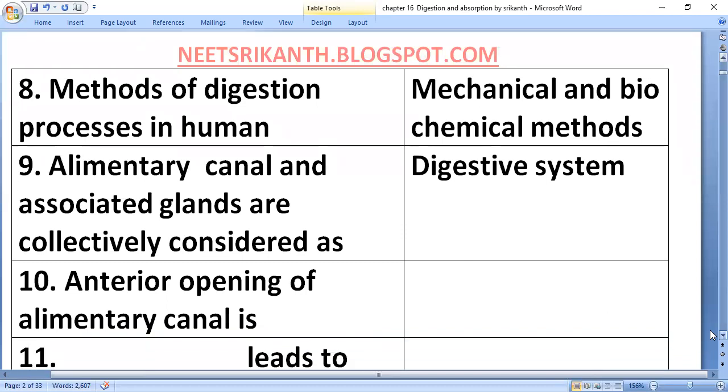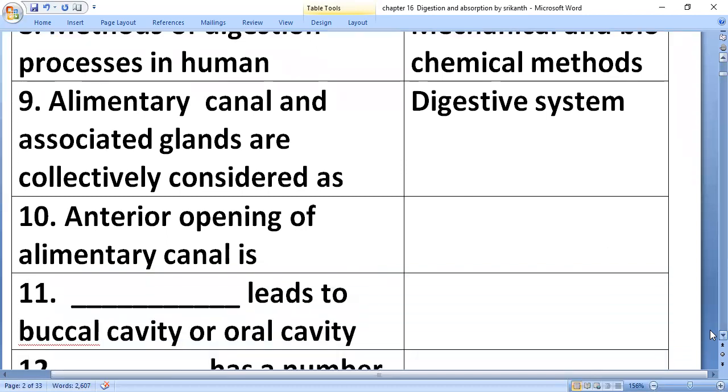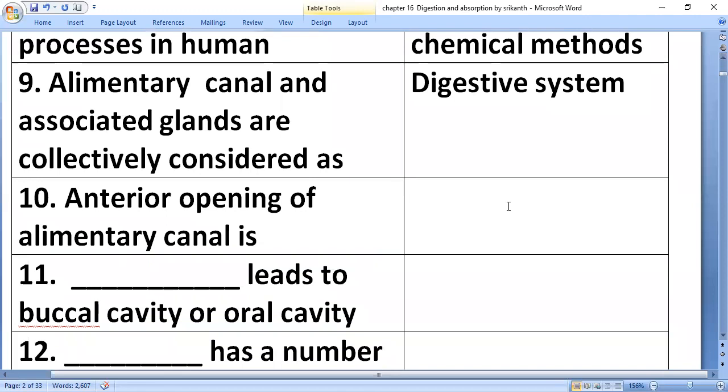Question number 10. The anterior opening of the alimentary canal is the mouth. The mouth leads to the buccal cavity or oral cavity.